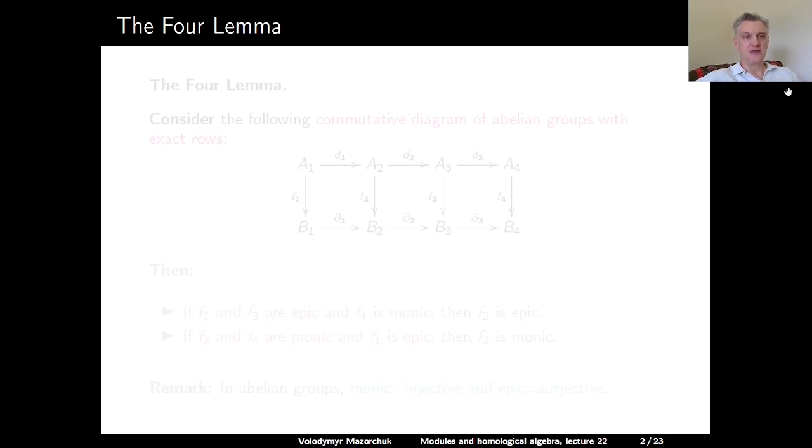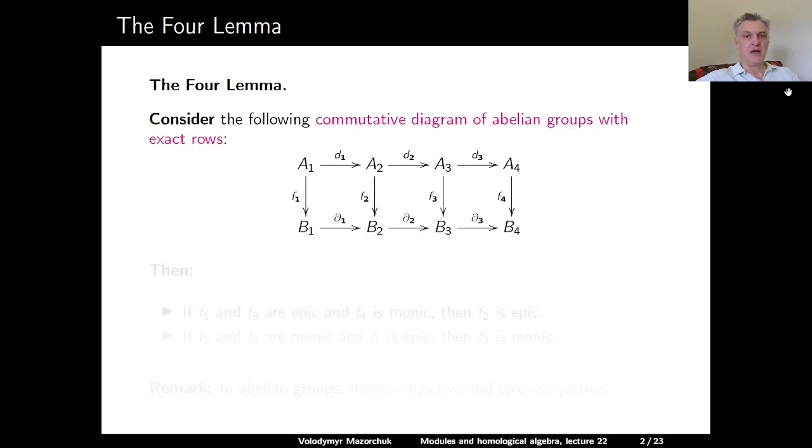We start with a statement which is usually called the four lemma. Consider the following commutative diagram of abelian groups with exact rows. What we have here is the following. So we have two complexes of length 4. We have the complex A dot with the differential d dot, and the complex B dot with the differential partial dot, and a morphism f from the complex A to the complex B.